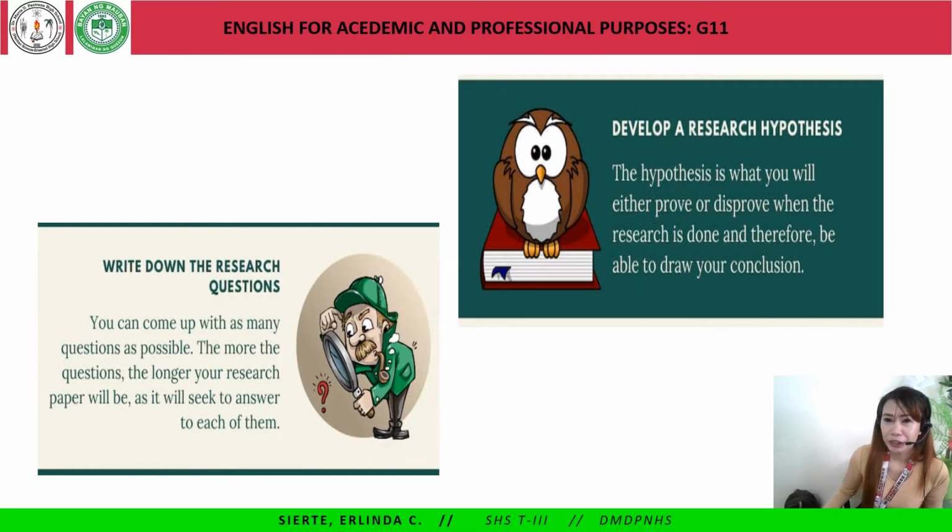Next is develop a research hypothesis. The hypothesis is what you will either prove or disprove when the research is done. Alright?